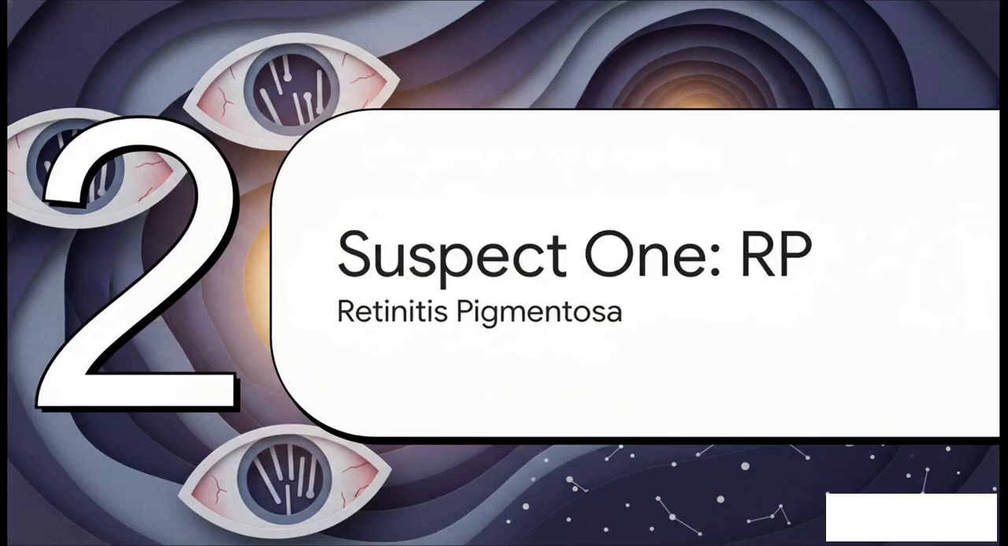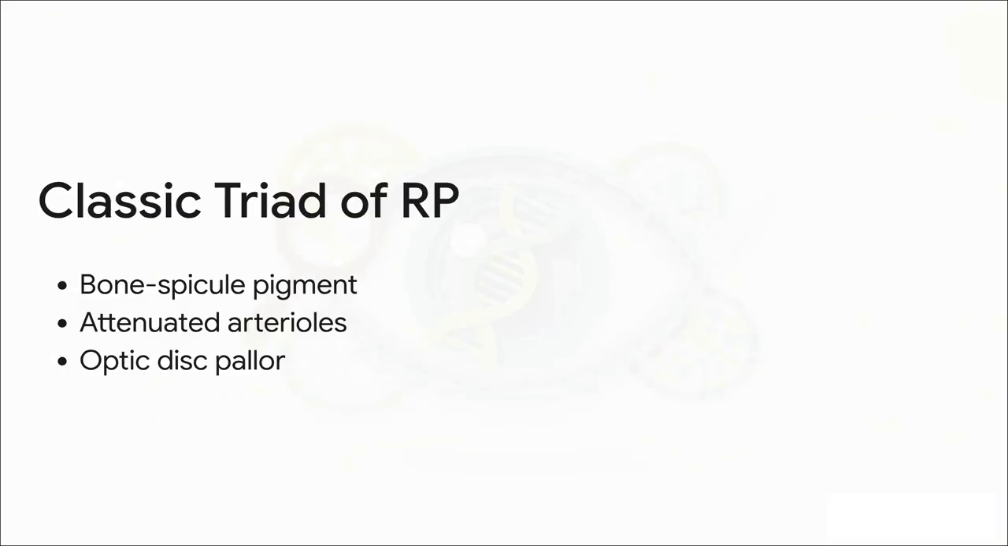Moving on to Section 2, Suspect 1, Retinitis pigmentosa. Retinitis pigmentosa, or RP for short, primarily targets the rod photoreceptors. This means the early warning signs are usually poor night vision, followed by a slowly constricting visual field. When doctors examine an RP patient, they're typically looking for this classic clinical triad: peripheral bone spicule pigmentation, a narrowing or attenuation of the retinal arterioles, and a paleness to the optic disc.